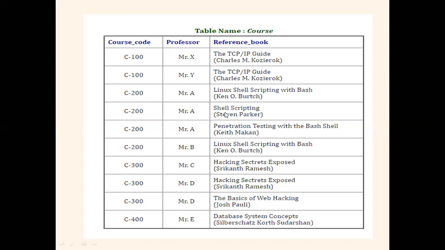So what do we have here? A very easy example showing that the course can be repeated, then the faculty can be repeated, that is the professor can be repeated, but we cannot repeat the same course code, same professor with the same reference book. Any one of these can be replaced as well. So we can say that every table can be decomposed further to fourth normal form.